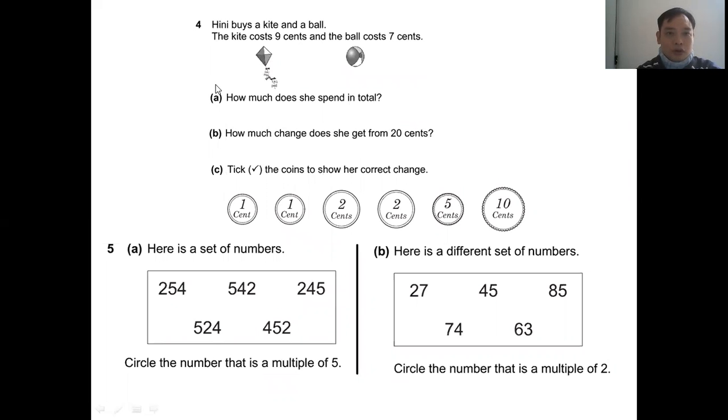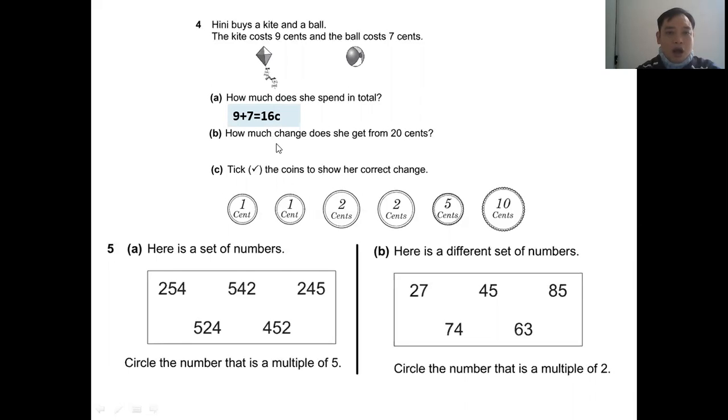Question 4. Kenny buys a kite and a ball. The kite costs 9 cents and the ball costs 7 cents. A. How much does she spend in total? So here the cost of the kite plus the cost of the ball is 9 plus 7 equals 16 cents.